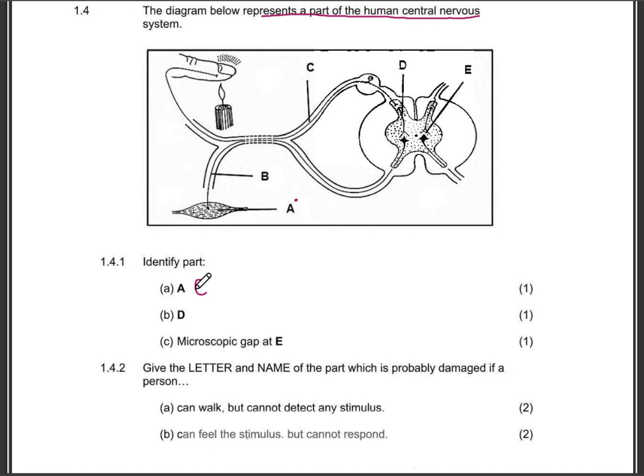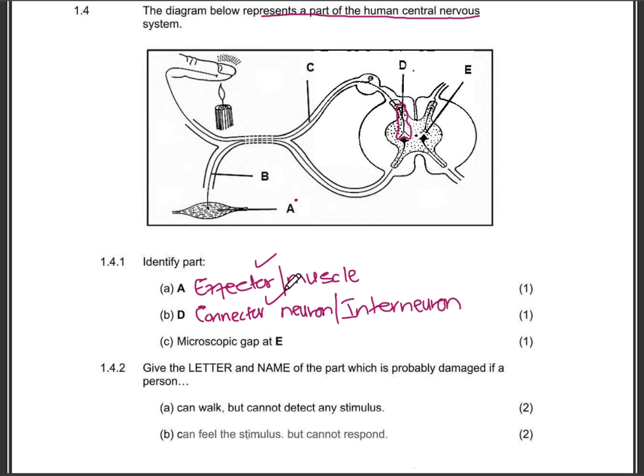So there is part A. We know part A is the effector, or you can say muscle. You don't have to mention both, just mention one. Effector is enough, or you can even say muscle. Then D, there is D. So D is pointing at this line over here, which is the connector neuron. So it's represented as a line in our diagram, in the gray matter of the spinal cord, but that is actually the connector neuron. If you don't want to use the word connector for this particular neuron, you can say it's an interneuron. Okay, so one mark.